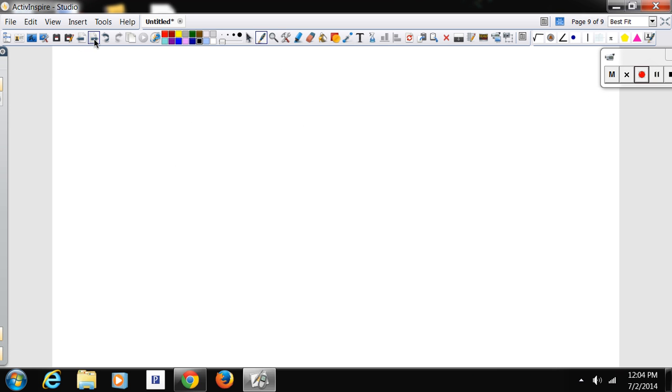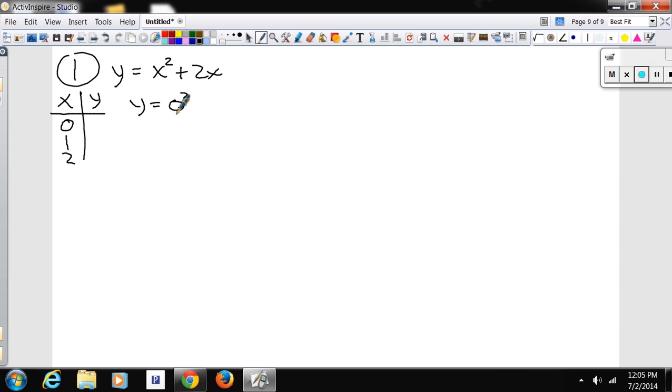Let's go to number 1. It says y equals x squared plus 2x. My suggestion is to just use the easy numbers, 0, 1, and 2. You might want to plug in a negative 1 if your U-shape is going to have, at the 0 point, you might need a negative 1. But just y equals 0 squared plus 2 times 0 is going to be 0. 0 plus 0 is 0. If I plug in a 1, 1 squared plus 2 times 1, 1 plus 2 is 3.